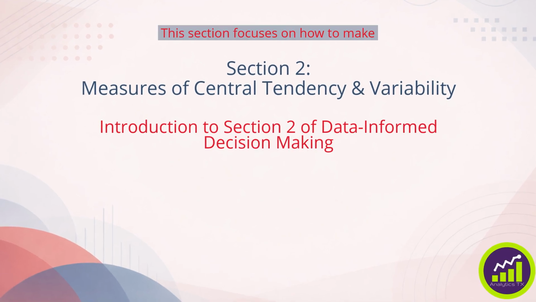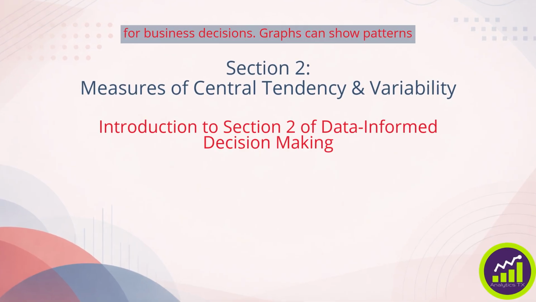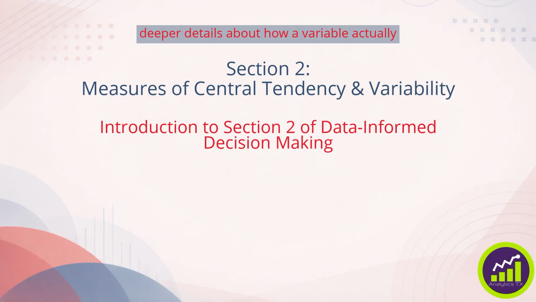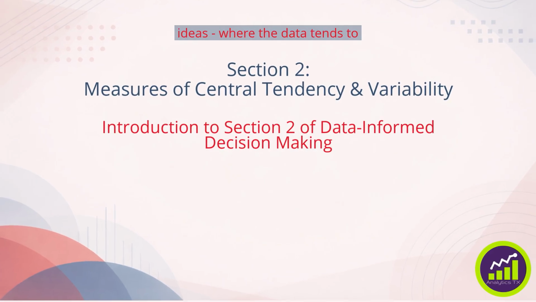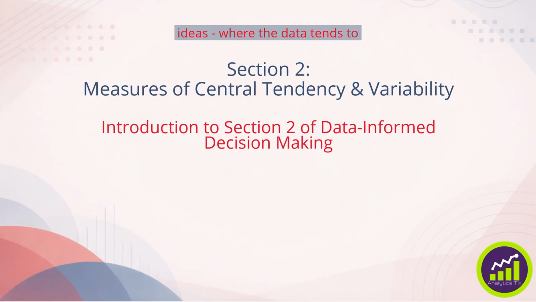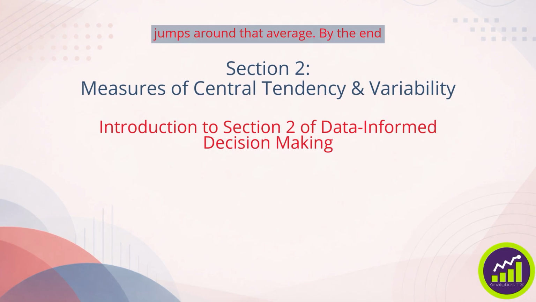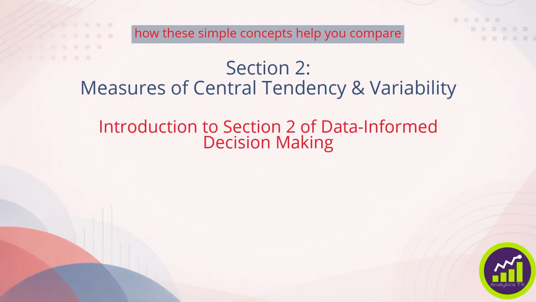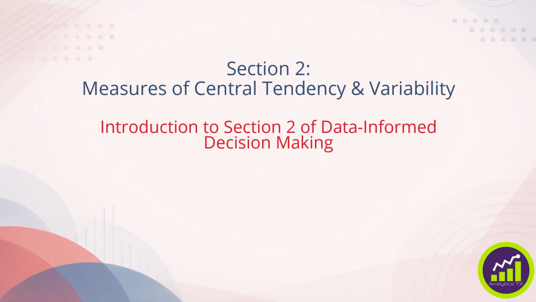This section focuses on how to make each variable in your data genuinely meaningful for business decisions. Graphs can show patterns at a glance, but they often miss deeper details about how a variable actually behaves. We will look at two core ideas: where the data tends to sit on average and how much it jumps around that average. By the end of the full section, you will see how these simple concepts help you compare results across products, datasets, and time periods with more confidence.